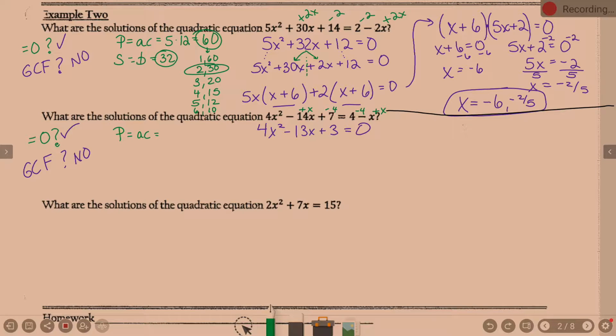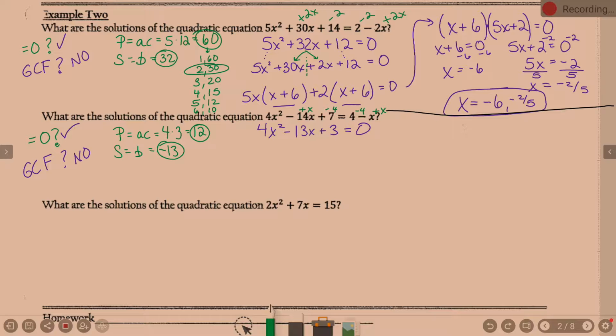Where's a? It's 4. It's in front of x squared. Where's c? It's that constant term that's by itself. And 4 times 3 is 12. What do we need these values to add to then? Negative 13. That middle value, so negative 13. Do you see it? Negative 1, negative 12. Yeah.